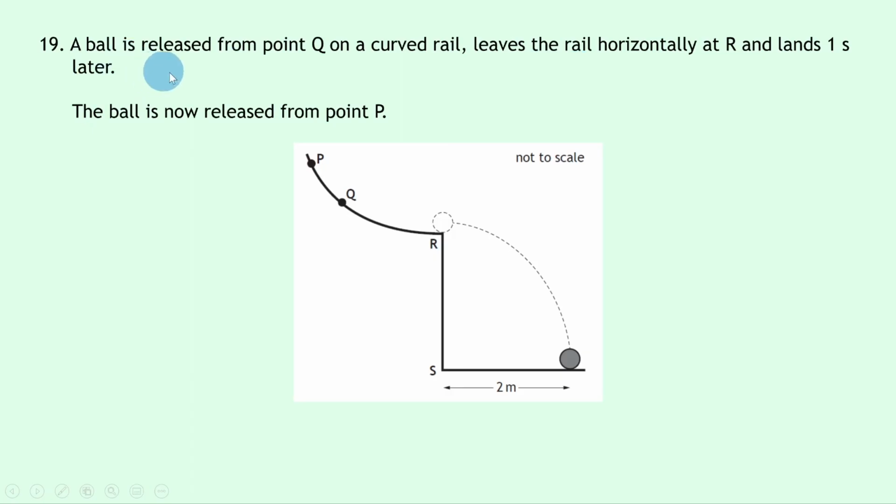Question 19 says that a ball is released from point Q on a curved rail, leaves the rail horizontally at R and lands 1 second later. The ball is now released from point P. So initially the ball is released from point Q here and will land at this point here with a horizontal range of 2 meters, i.e. a horizontal distance travelled of 2 meters. But when the ball is released at P, we need to work out what's going to happen.